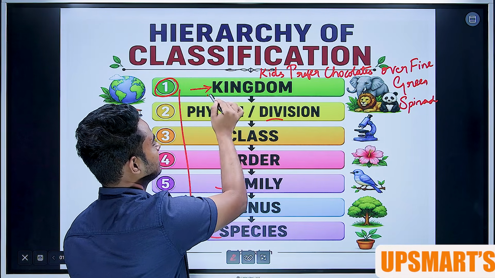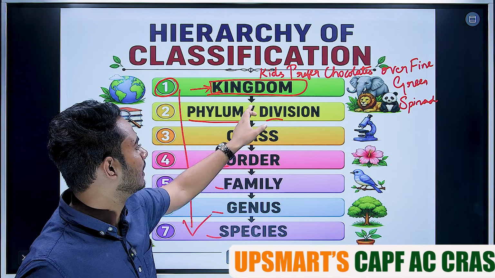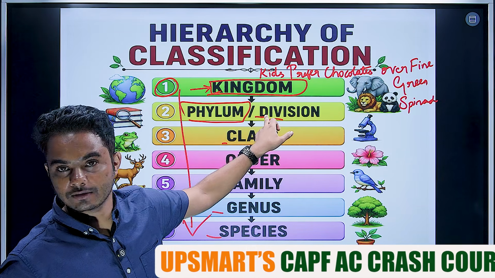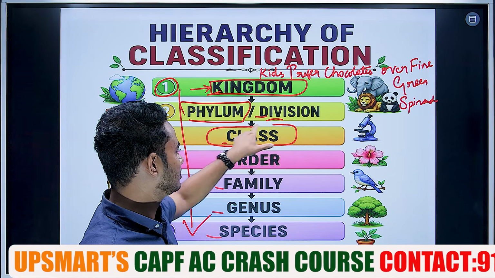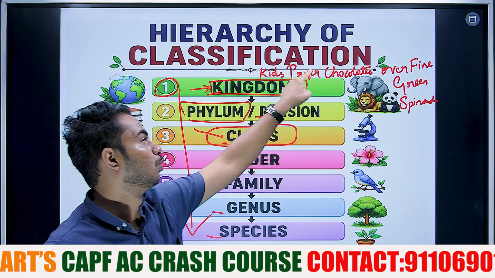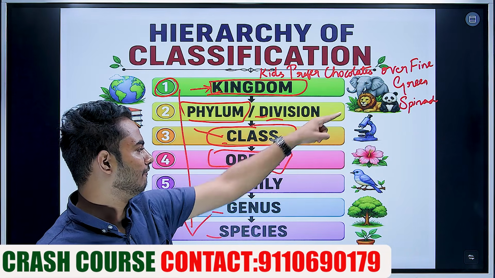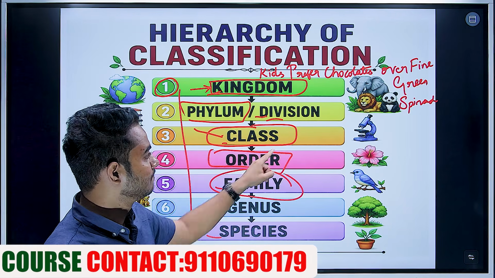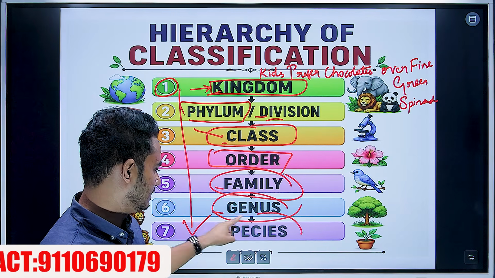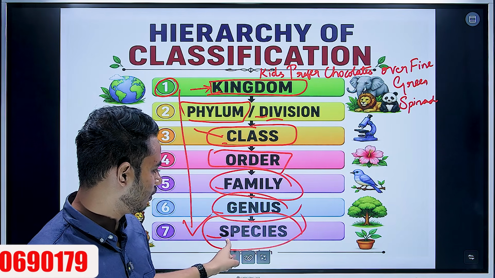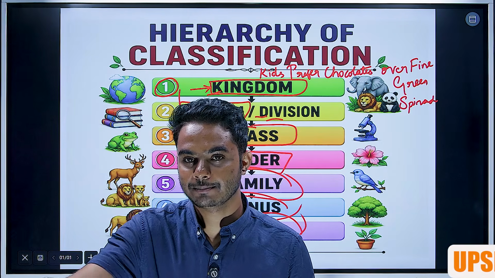What is kids? Kids is kingdom. P for phylum or division. Fine. And C for chocolates for class. Over. O for order. F for family. G for genus. S for spinach. S for species.